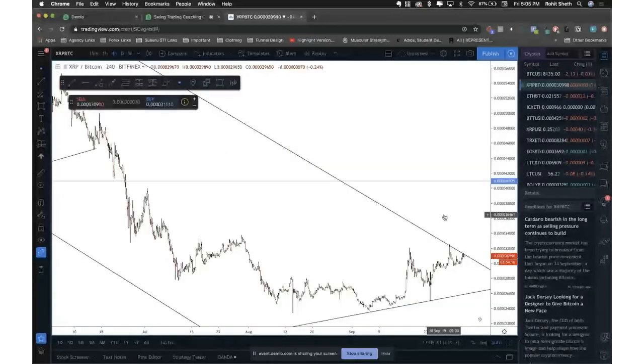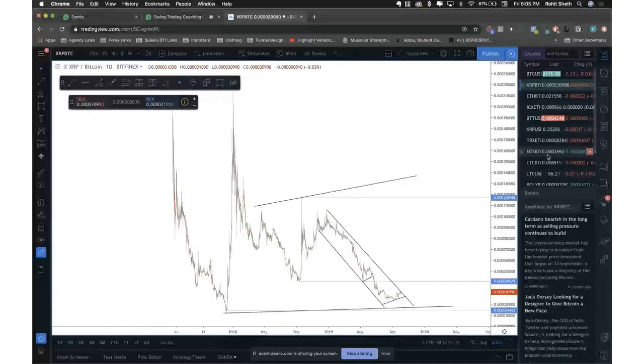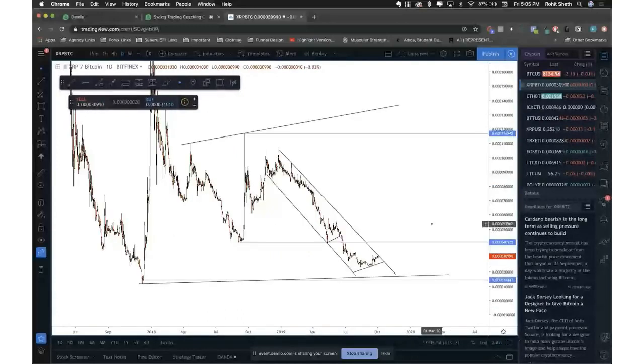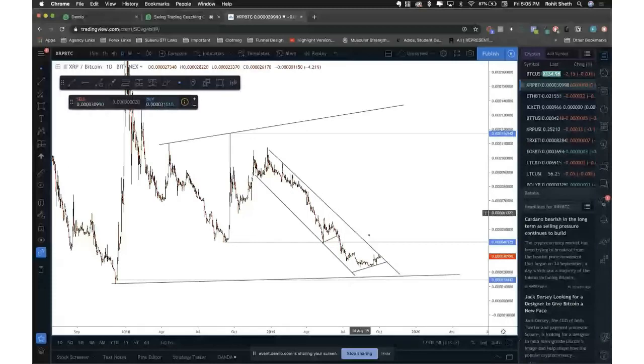Now, I'm going to go over a couple of the other charts that I've been keeping my eye on very closely here over the past couple weeks. Overall, I'm not going to dive into these too deep. I'm just going to give you a little bit of an overall breakdown of where we're at.